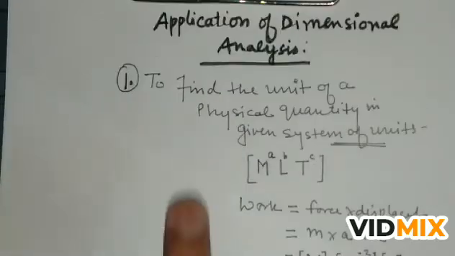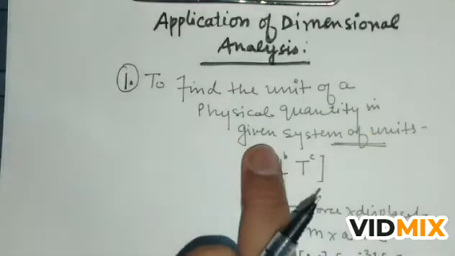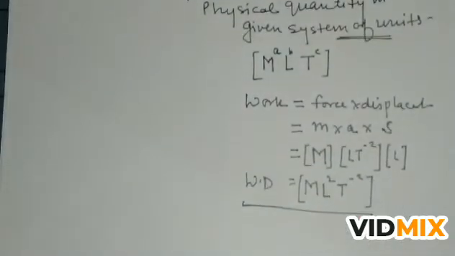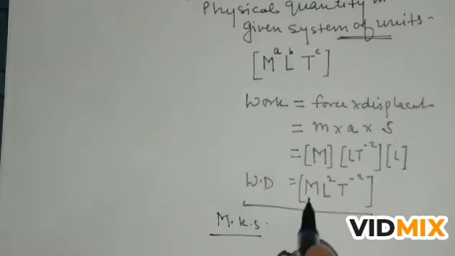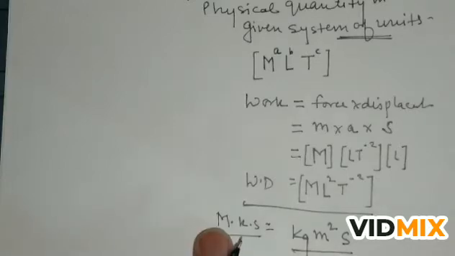Now the topic is to find the unit of a physical quantity in the given system of units. Suppose we have found the dimension of work done, and it is asked to you to find the unit of work done in the MKS system. In the MKS system the mass is measured in kilogram. Length is measured in meter, and the dimension of length is squared, so we can put a square here. And the unit of time is second. So this is the unit of work done, kilogram meter square per second square, in the MKS system.